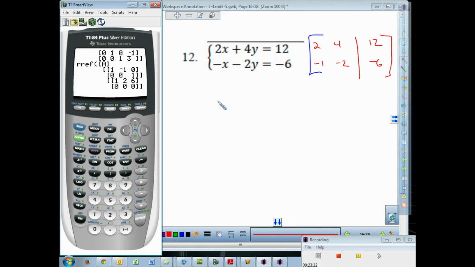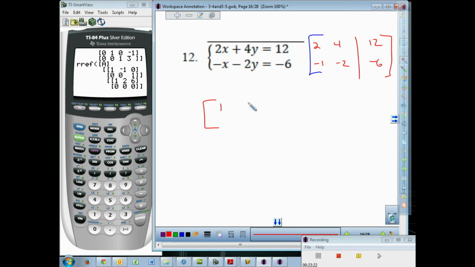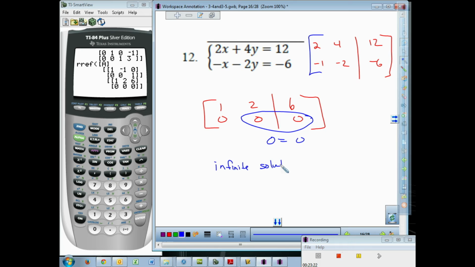There it is again. So I got a matrix of 1, 2, 6, 0, 0, 0. Correct? Do I have ones going diagonally here? Nope. I'm left with this. 0 equals 0. Yes, always use the bottom one. 0 equals 0. Yes or no? So, infinite solutions.